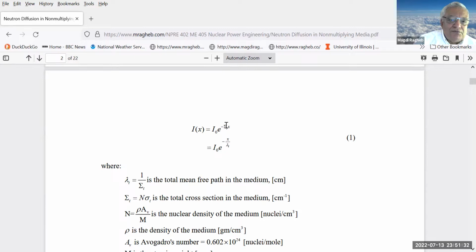How do we determine macroscopic total cross sections? We go to the chart of the nuclides for the material that we are considering. We find its microscopic cross section, multiply by the number density from the modified form of Avogadro's law, where we use the density instead of the mass in estimating the number density in nuclei per centimeter cubed of the medium.